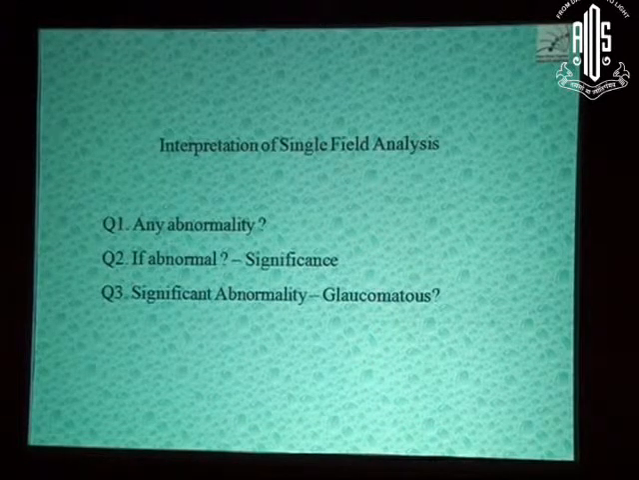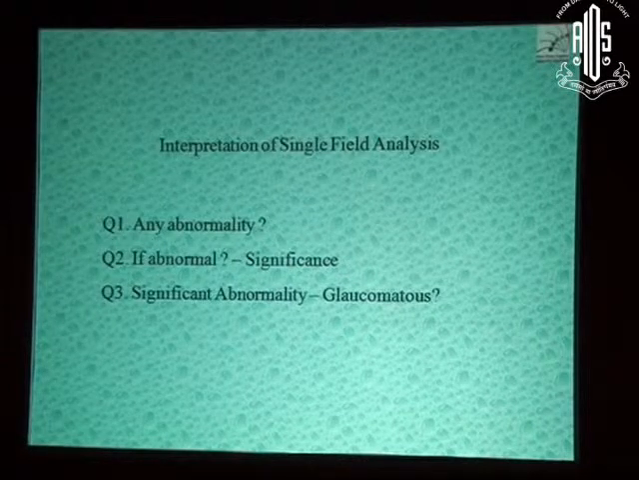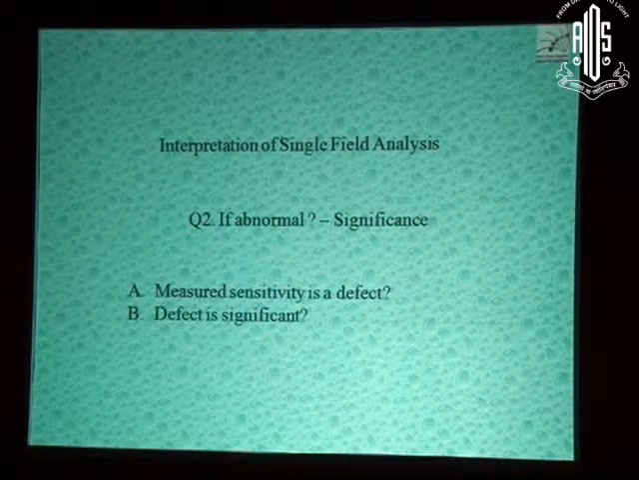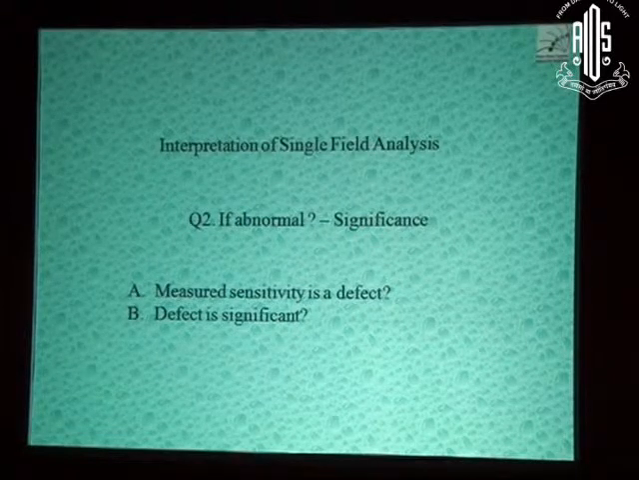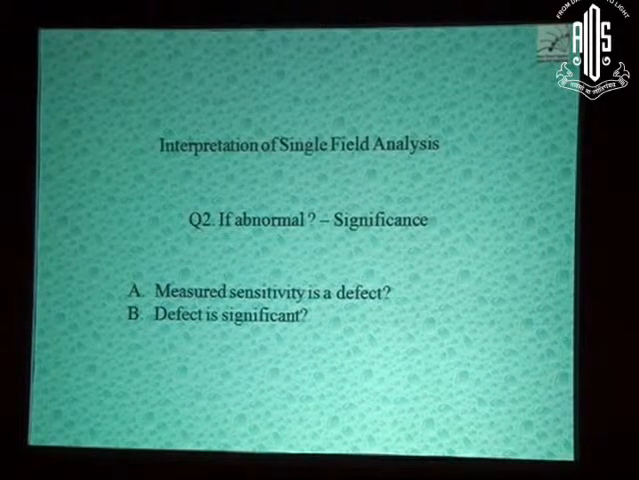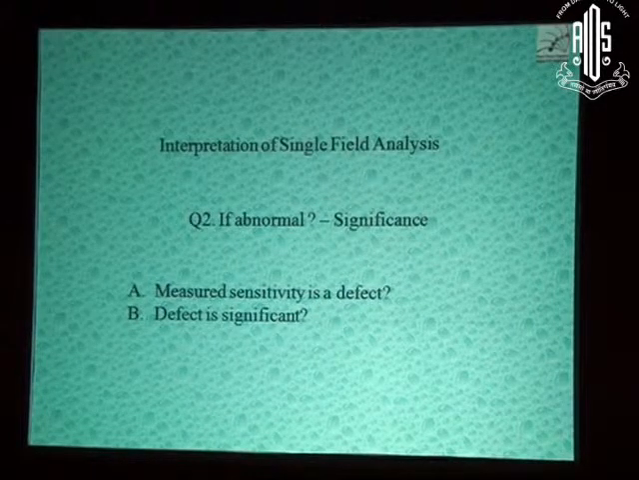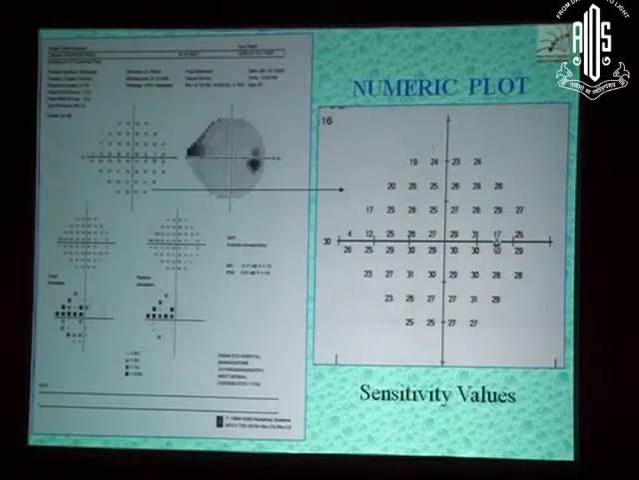After excluding these things, you can think about whether there is any abnormality or not. If it is abnormal, whether it is significant or not. That significance will be given by the StatPac analysis: whether the measured sensitivity value is a defect or not, and if there is a defect, whether it is significant or not. That you will get from the numeric plot as well as the grayscale.